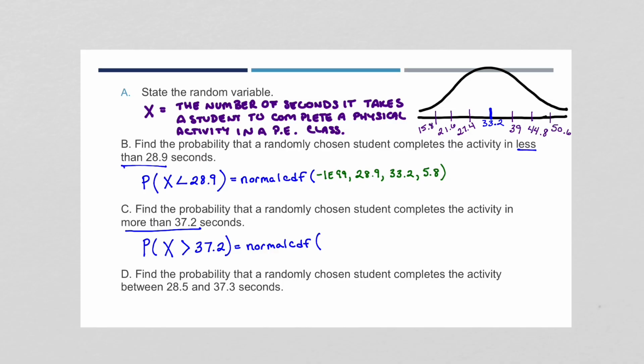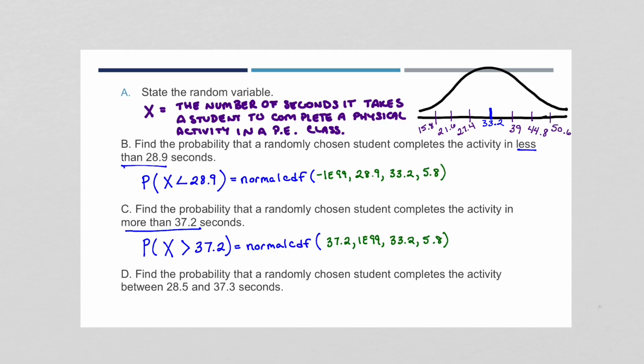So in this instance, the lower bound, or in other words, where the shading started, was at 37.2 seconds. And then since we shaded off to the right, and there's no bound over there, it just keeps going on, we know that we're going off to positive infinity, so we would write that as 1e99. And then again, our mean doesn't change, nor does our standard deviation. Those were provided for us in the very beginning of the narrative.